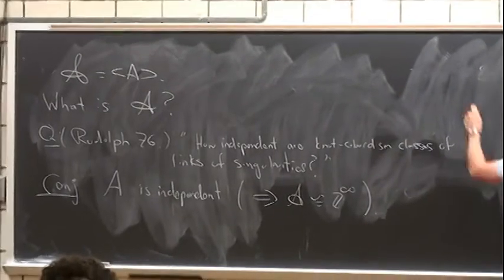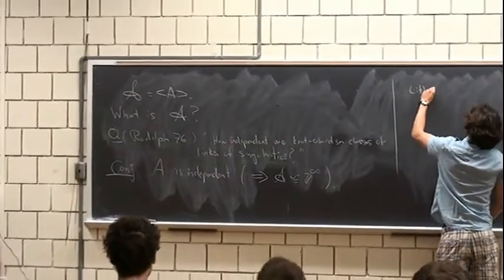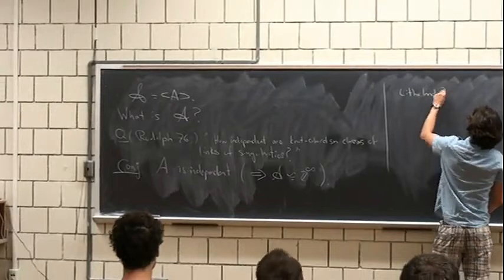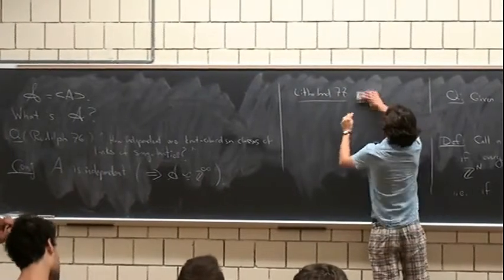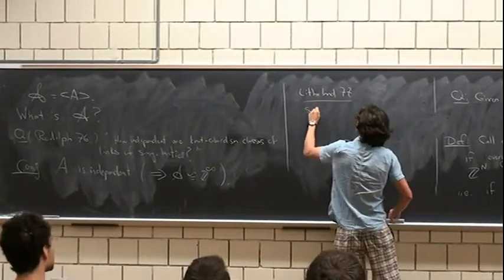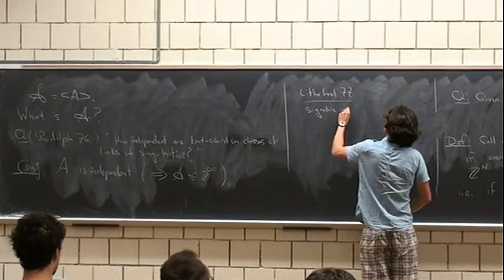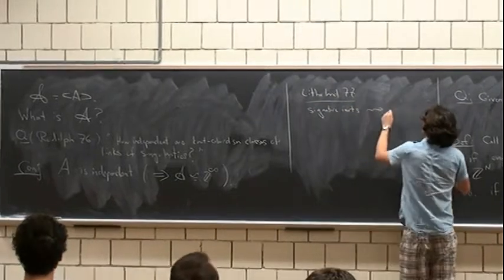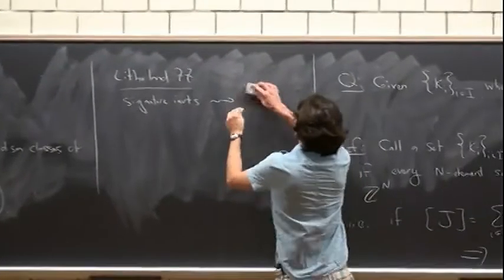Right. To point out some initial work, in Litherland, about a year after Rudolph asked the question, he used the signature invariants. These are invariants coming from the Seifert form of the knot to show that torus knots.